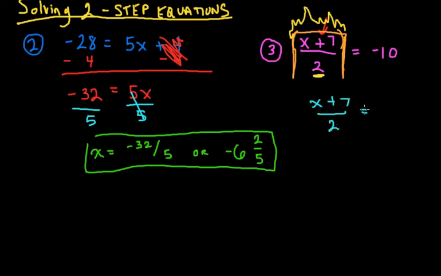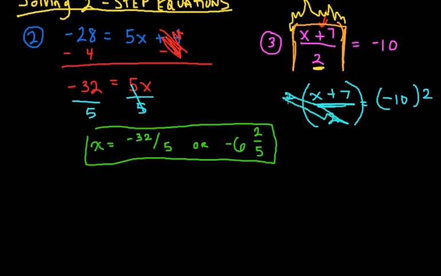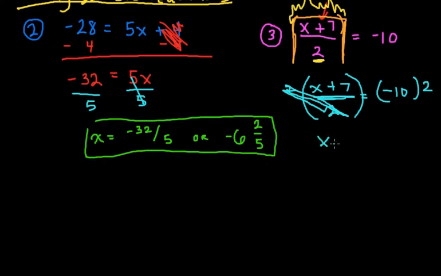X plus 7 over 2 equals negative 10. In order to put out this fire below, we have a divide by 2, so we should multiply both sides by 2 because that's the inverse of dividing. So multiply both sides by 2. Well, a 2 over a 2 cancels out, just like always. We end up with x plus 7 equals negative 20. And this looks a little bit more solvable.